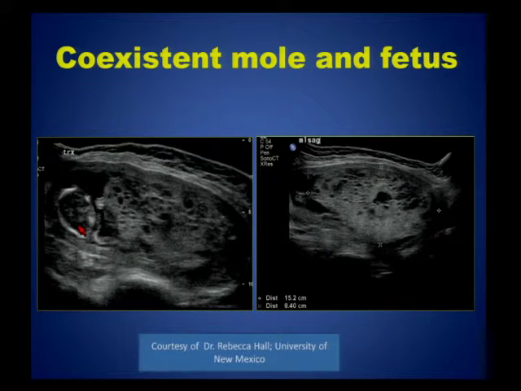And here's a case loaned to me by Dr. Hall from the University of New Mexico. Fetus here, the fetus was totally normal here. Here's this thick cystic placenta here. This is a coexistent mole and a fetus, so lots of obstetrical issues about how to deal with this pregnancy.